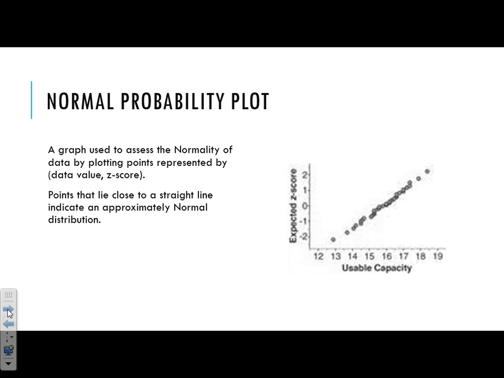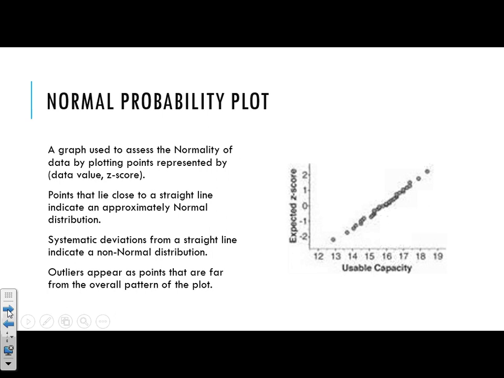Now, if what we want to see is a straight line, we also need to ask ourselves the question, what do we not want to see in a normal probability plot, okay? Well, ultimately, what we're looking for are systematic deviations from a straight line. That's going to indicate to us that our distribution is what we refer to as a non-normal distribution. Maybe it's bimodal, maybe it's skewed, because again, our normal distribution needs to be symmetrical, bell-shaped, and unimodal.